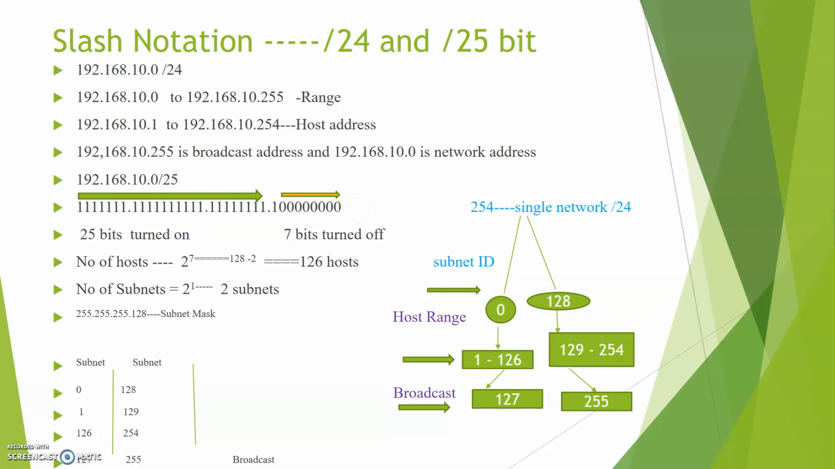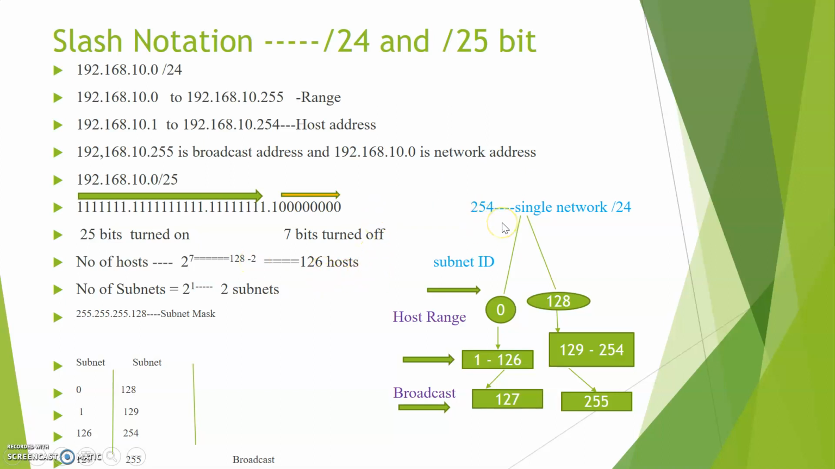From this I have to write the subnet mask. Since in the last octet this bit is turned on, this is 128. So I can write the subnet mask as 255.255.255.128. Since it's a class C network, take the last octet. So 2 power 1 is the number of subnets, that is 2 subnets, and the number of hosts is 2 power 7 minus 2, that is 128 minus 2, that is 126 hosts.